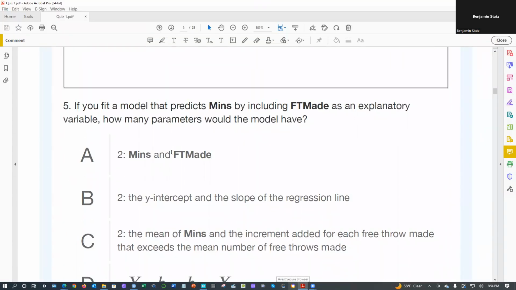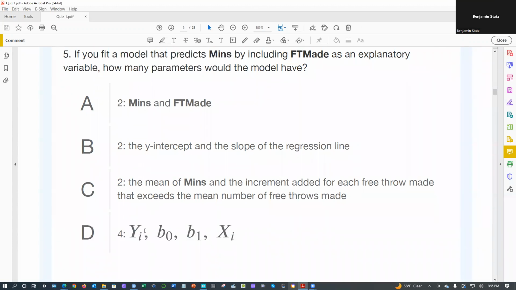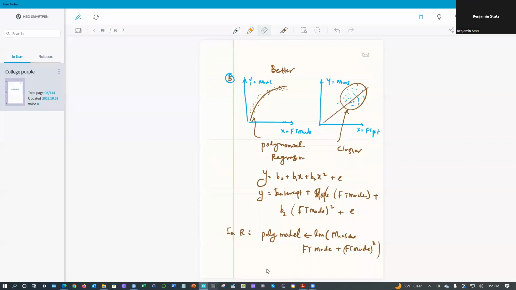If you fit a model that predicts means by including FT made as an explanatory variable, how many parameters would the model have? That's it. You have 2 parameters. What are the parameters? Y-intercept and the slope. Those are the parameters. Parameters means y-intercept and slope.